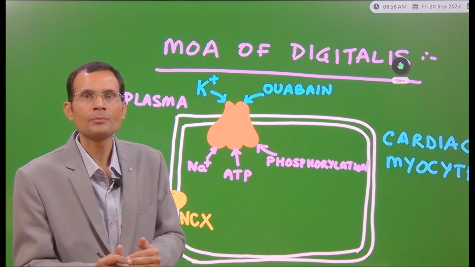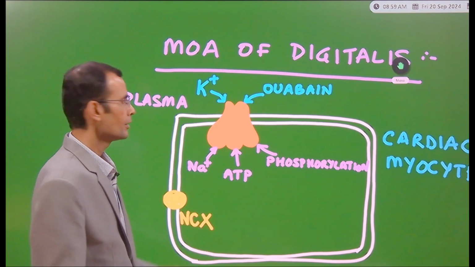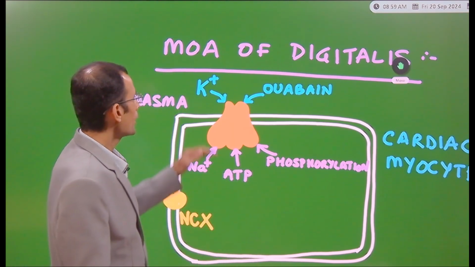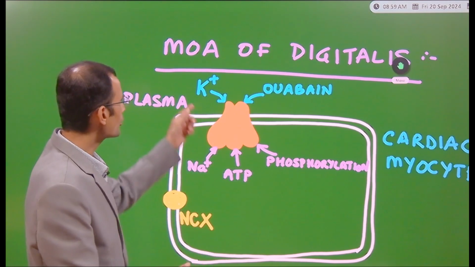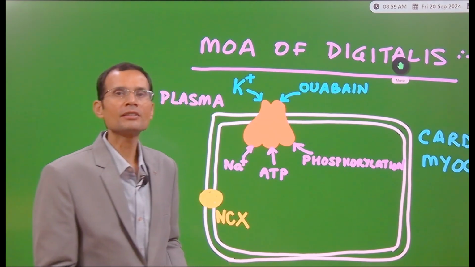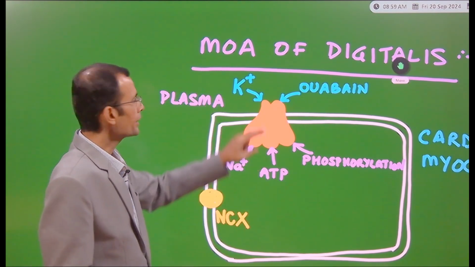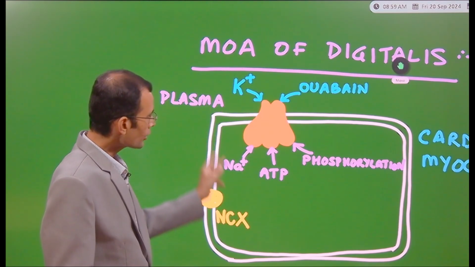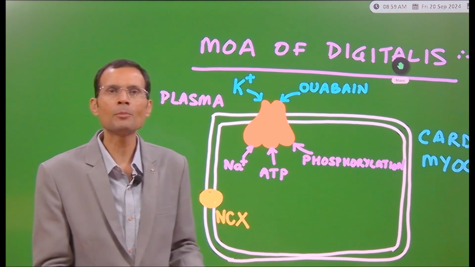The 3 binding sites are on the inner aspect of the cell: the sodium binding, ATP binding, and the phosphorylation site. And 2 binding sites are on the extracellular side of the pump. As you can see in the diagram, potassium binding site and ouabain binding site. And you know the activity of the pump, that it will throw the sodium out and it will bring the potassium from outside, that is plasma potassium, into the cell. That is the action of sodium potassium pump everywhere in the body.